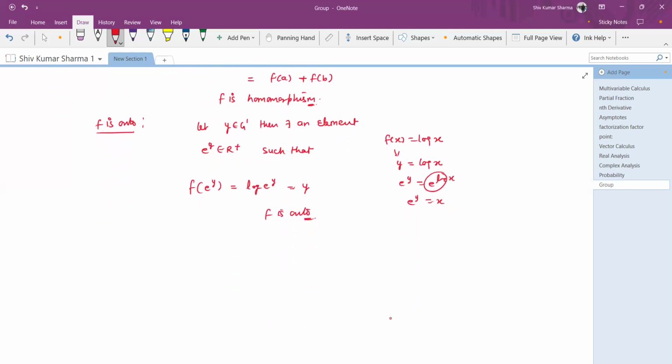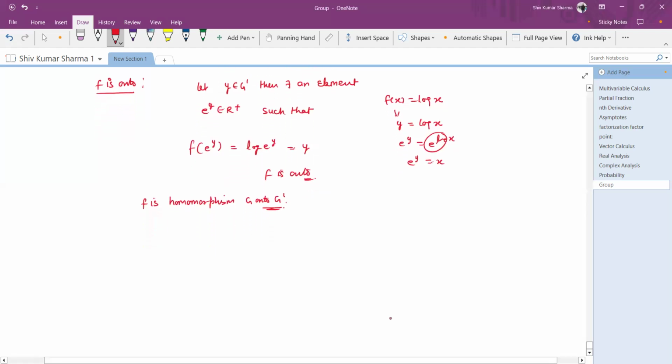So we can say that f is a homomorphism of G onto G dash. For a homomorphism of G onto G dash, we first prove that f is a homomorphism, that means f of AB equals f of A into f of B, or as per the binary operation defined for the groups. Second, we prove that f is onto. Now we take another example for better understanding.